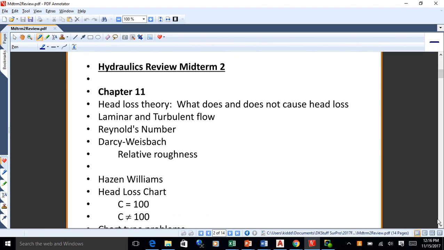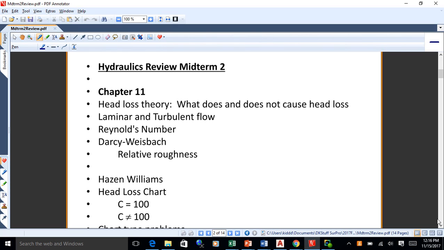And then we had head loss theory. Okay. What does and does not cause head loss. So I think there's even a little question on top of that, those review questions that relates to that a little bit, isn't there? Higher pressure, rougher pipe, that kind of thing, do those cause head loss or not?